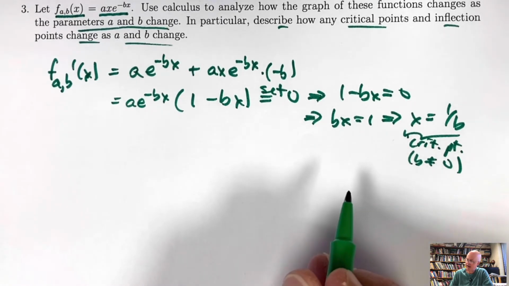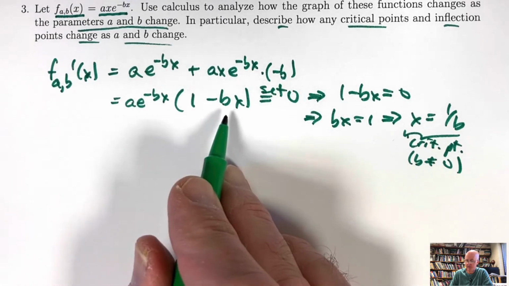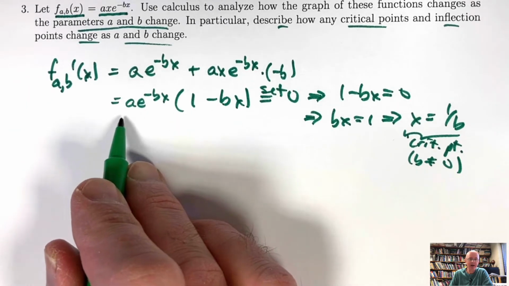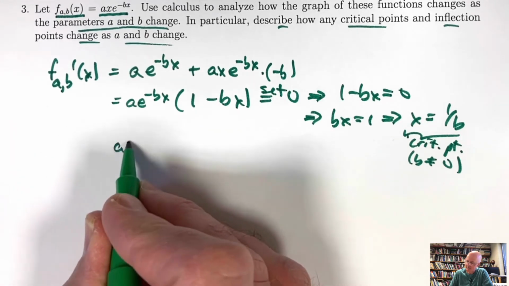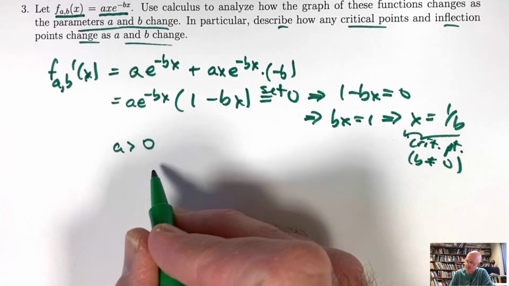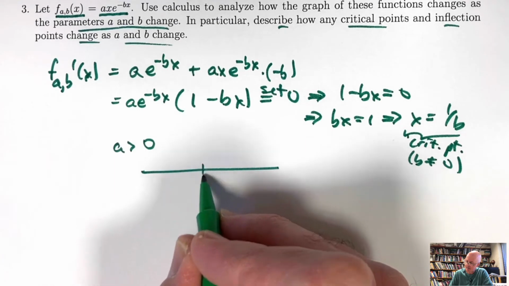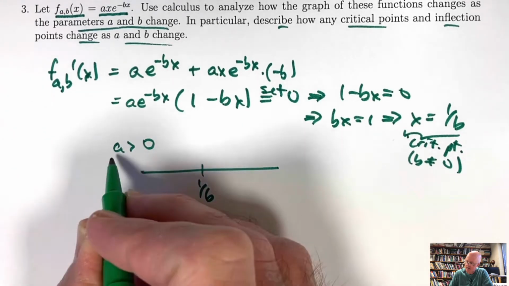Is it a local max or a local min? We could think about the first derivative test. It depends on the sign of a, I guess. If a is positive, and you think about doing the first derivative test, 1 over b, b is non-zero.